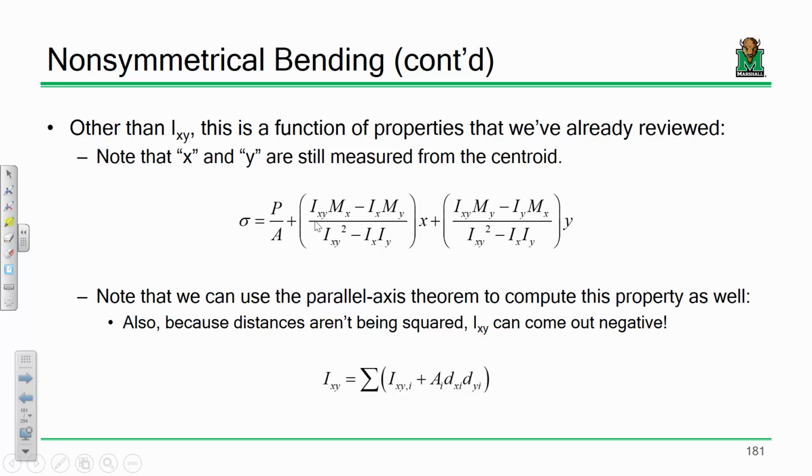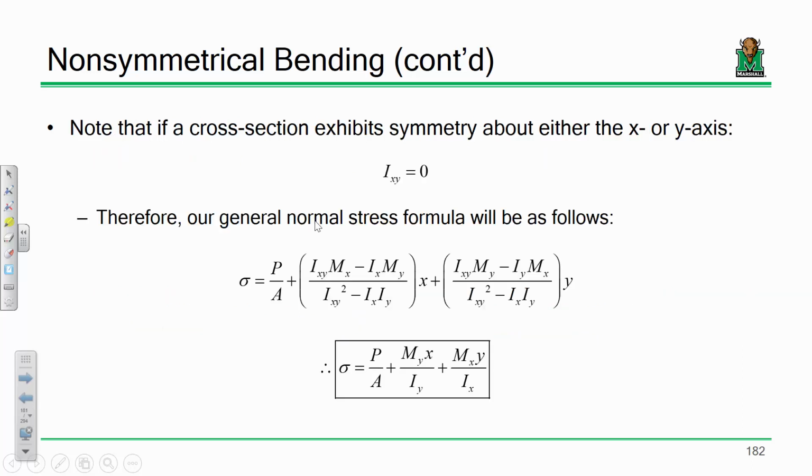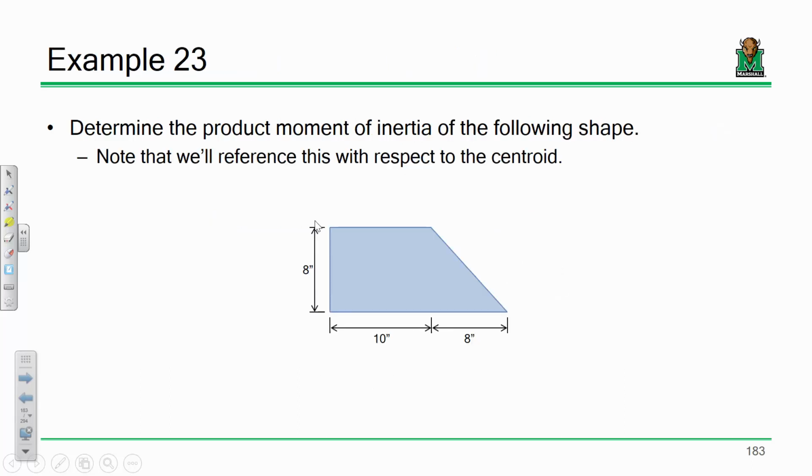One point worth mentioning is that because the distances aren't being squared when you use your parallel axis theorem, it's not I plus A d squared, it's I plus A times one distance and another distance, d from one axis and d from another axis. That property can come out negative, and that's okay. All right. If your section exhibits symmetry about either axis, then Ixy is 0, and your formula is really simple. Okay? I just want to show you what a product moment of inertia calculation looks like. I have a pretty straightforward shape. Don't worry, I'm not going to make you do this.